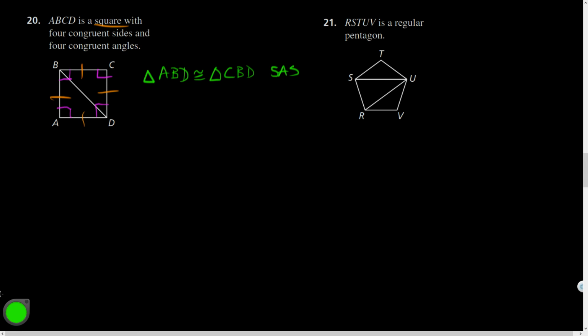All right. Check this one out. Here, speed running. Go. Regular pentagon. The fact that it's regular means all of its sides are congruent, and it also means that it's equiangular. So that means this angle and this angle and this angle and this angle are all congruent, because that's part of the regular meaning of that word.